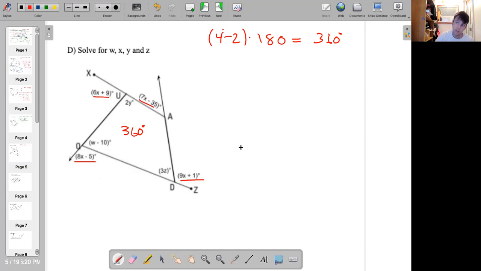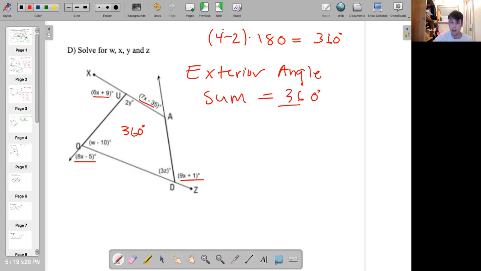And remember, the exterior angle sum of all polygons will always be 360. It does not matter how many sides it has. It could be a triangle, a quadrilateral, a pentagon, a hexagon, an octagon, whatever, 100-gon. Always going to add up to 360. It's a very useful property. We're going to make use of it here. So these 4 angles will need to add together to equal 360.